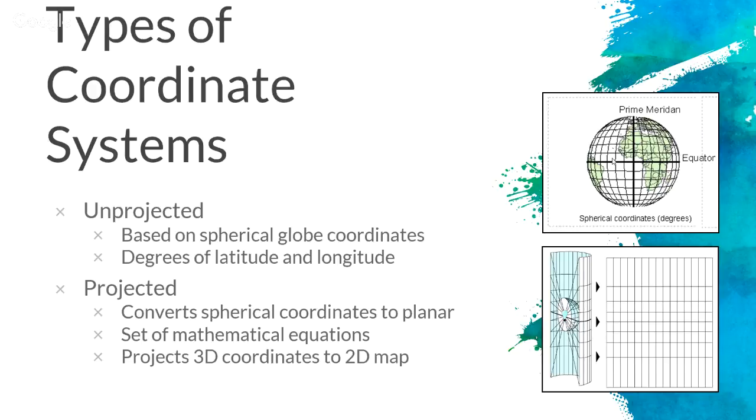And then we also have projected coordinate systems. This is when we take that three-dimensional Earth, cut it somehow and make it flat to make a two-dimensional Earth. We have to do some kind of math to get that latitude and longitude into a projected coordinate system where we can then describe our location in two dimensions.